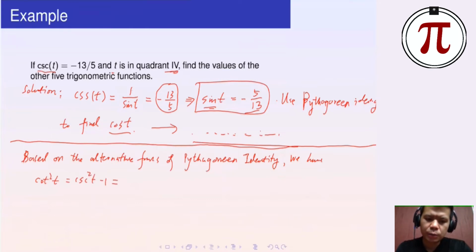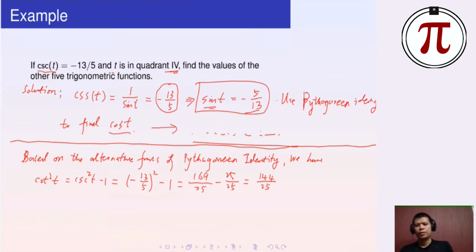Which equals negative 13 over 5 squared minus 1. The negative sign doesn't matter after squaring, so it becomes 169 over 25 minus 1. 1 is 25 over 25, so we get 144 over 25. So that is to say, cotangent squared t equals 144 over 25.